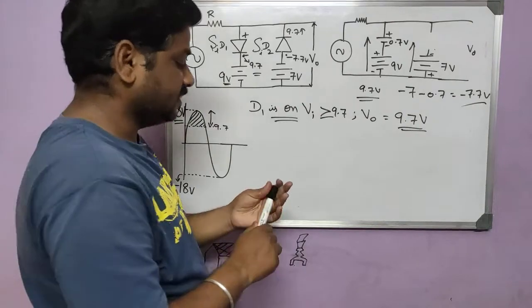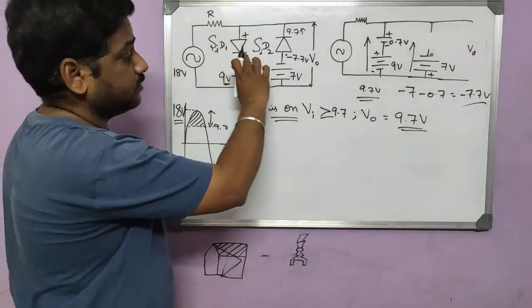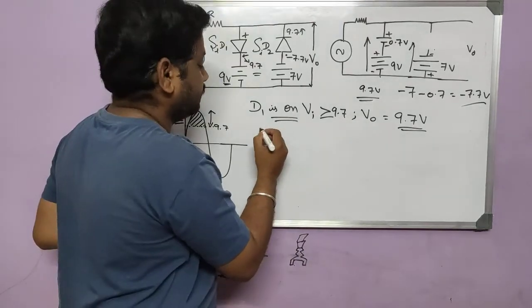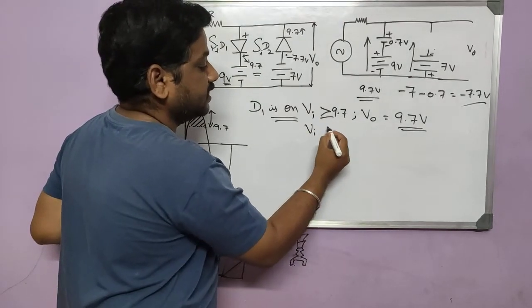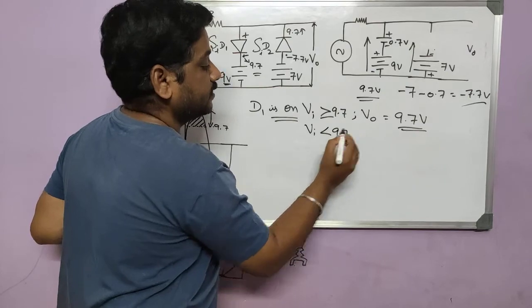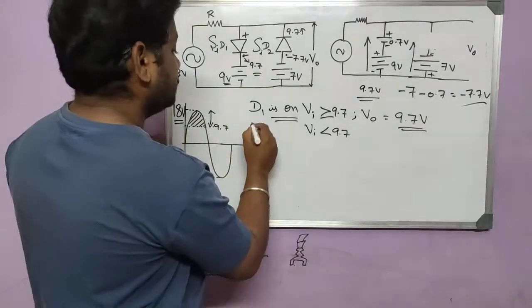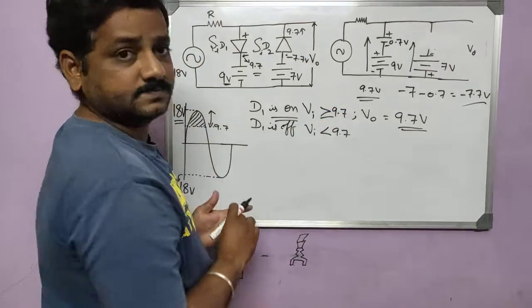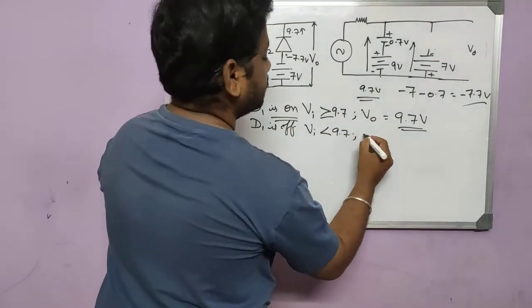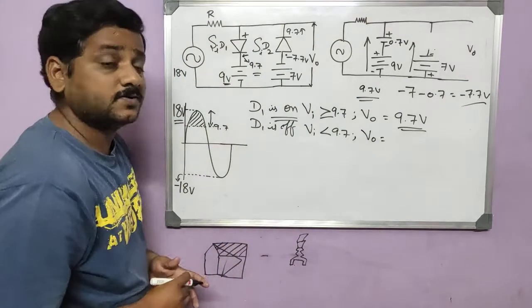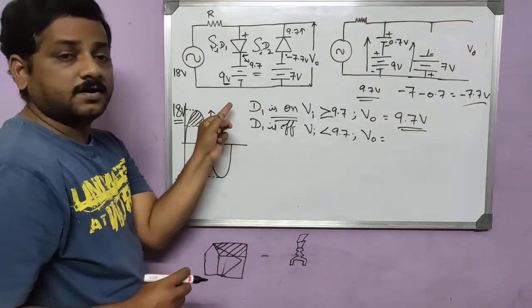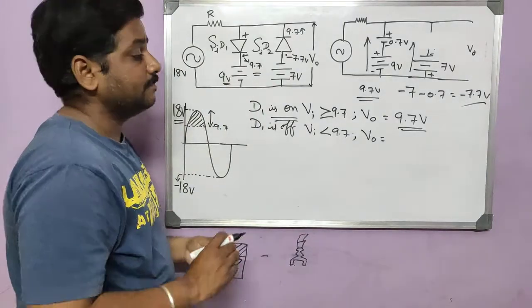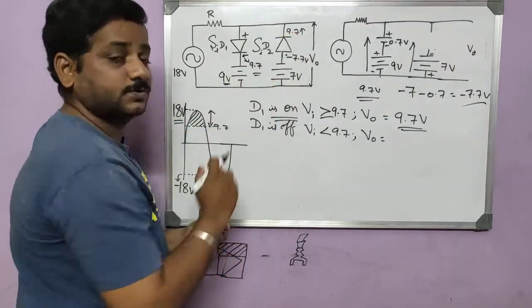Okay. Now this is about diode 1. Now let's see what happens if the diode is off. D1 is off if the input is less than 9.7, just the reverse of it. So at that condition, what will be the output? Whenever the diode is off, we can easily say that the output will just follow the input. But for how long? Because we have another diode here.